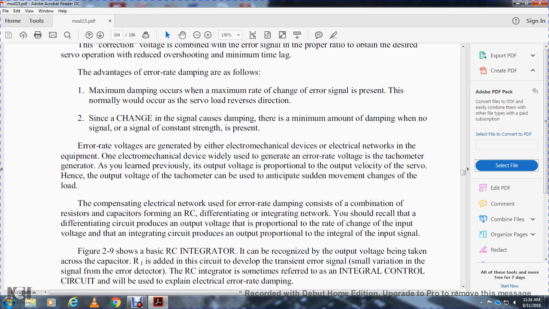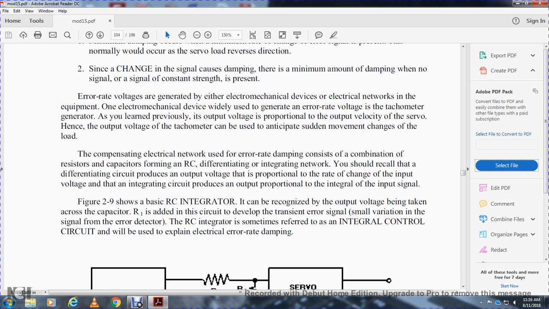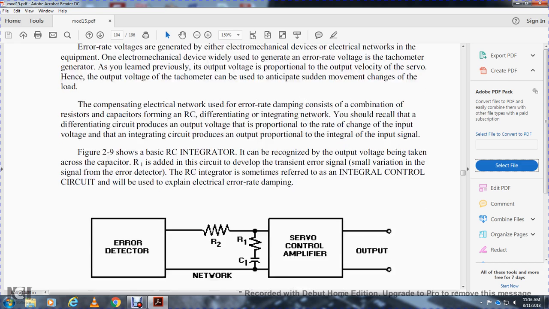You should recall that the differentiating circuit produces an output voltage proportional to the rate of change of the input voltage, and an integrating circuit produces an output proportional to the integral of the input signal. Figure 2.9 shows the resistor capacitor integrator, where the output voltage is taken across the capacitor and resistor 1. The circuit is developed for the error signal, responding to small variations in the signal from the error detector. It is sometimes called an integral control circuit, which will also be explained with electrical error rate damping.